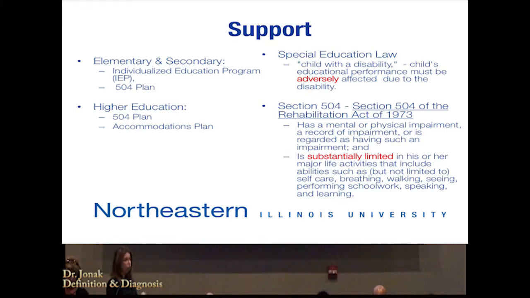The qualifier for special education is that the disability adversely affects the child's performance, whereas for 504, we see substantially limited functioning of the person due to the disabilities. Usually, a child who needs a lesser level of support is supported under 504, and a child who needs a more intense level of support is supported via special education.